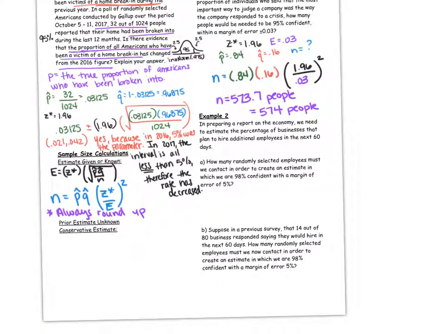In preparing a report on the economy, we need to estimate the percentage of businesses that plan to hire additional employees in the next 60 days. How many randomly selected businesses must we contact in order to create an estimate in which we are 98% confident with a margin of error of 5%? How is this problem different from the problem up here? Well, we have to find z star first. What's z star?